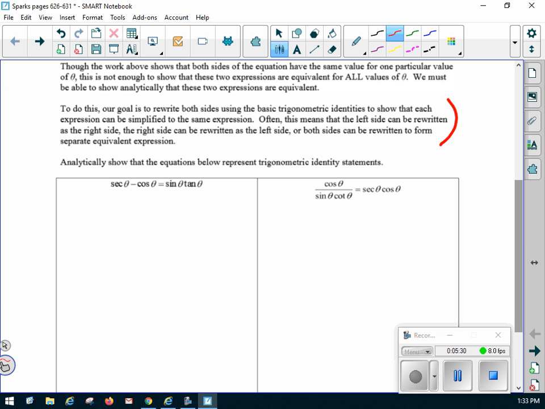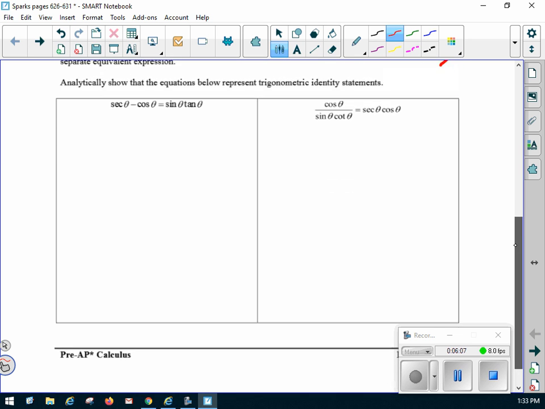To do this, our goal is to rewrite both sides, and it may just be one side, it doesn't have to be both, using the basic trig identities and the Kahuna family to show that each expression can be simplified to the same thing. Often this means the left side can be rewritten like the right side, or the right side can be rewritten like the left side, or both sides can be rewritten to eventually get to the same thing. When it says analytically, that means use algebra. Show that the equations below are identities.